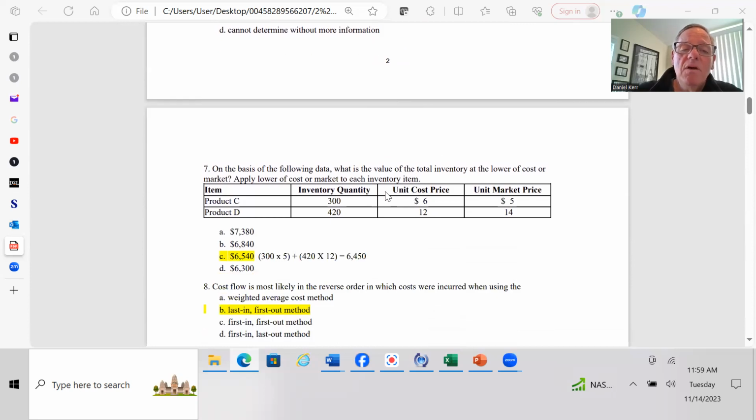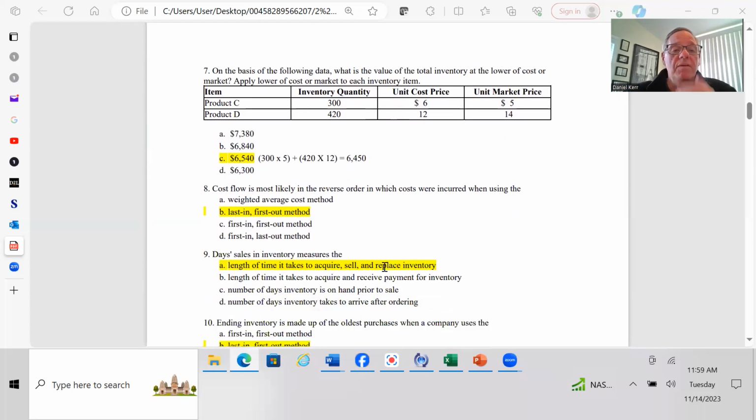This next one has to do with the lower of cost or market rule. So with the lower of cost or market rule, we take the quantity and we have to multiply to get the actual value of the inventory. We take the lower of the cost or the market. So product C, 300 units, and the market price is actually lower. So I take 300 units at 5. And product D, I got 420, and the cost price is less than market. So I take that. Add those together, I get 6,450, at the C.